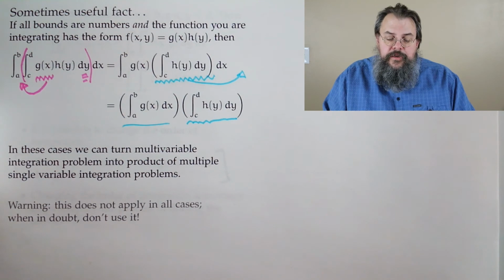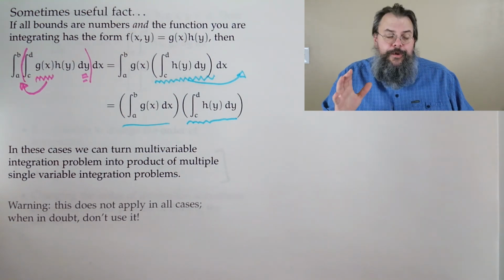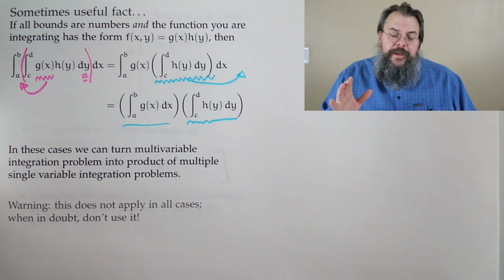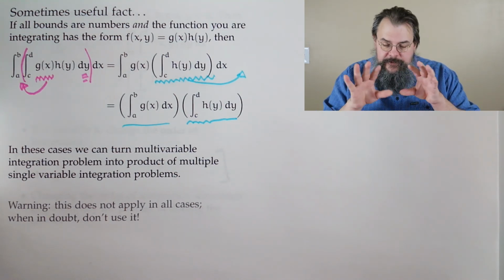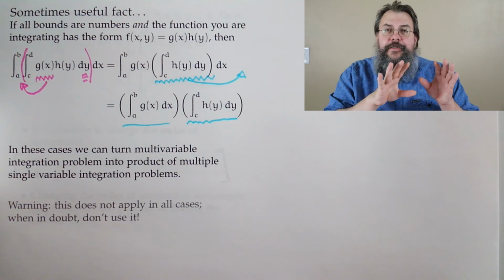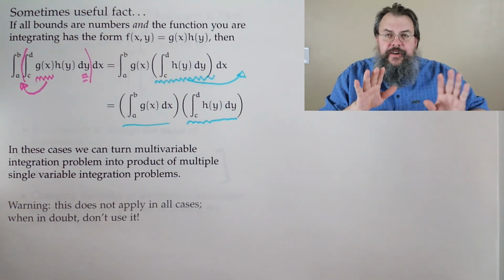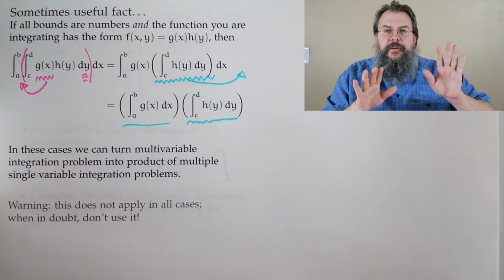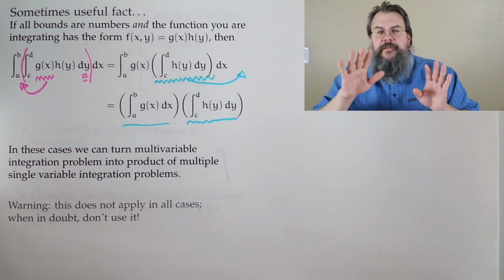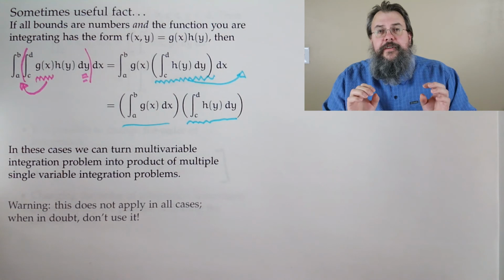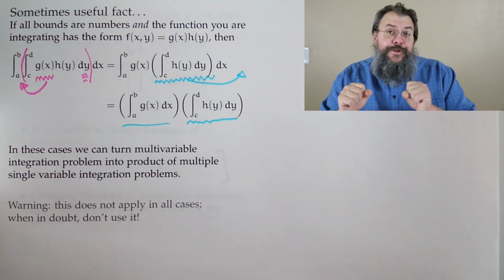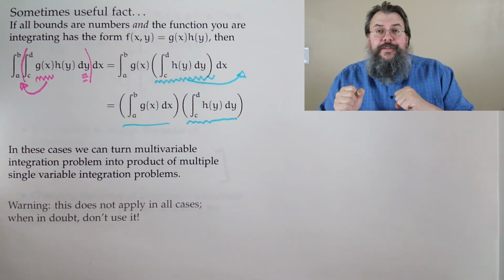And so we say, aha, what's the punchline? If your function is a product of single variable functions and you're integrating over a rectangle, then just integrate the first piece over its bounds, the second piece over its bounds, and so forth. So you can really separate, and it turns the multivariable integration problem into a product of single variable integration problems.